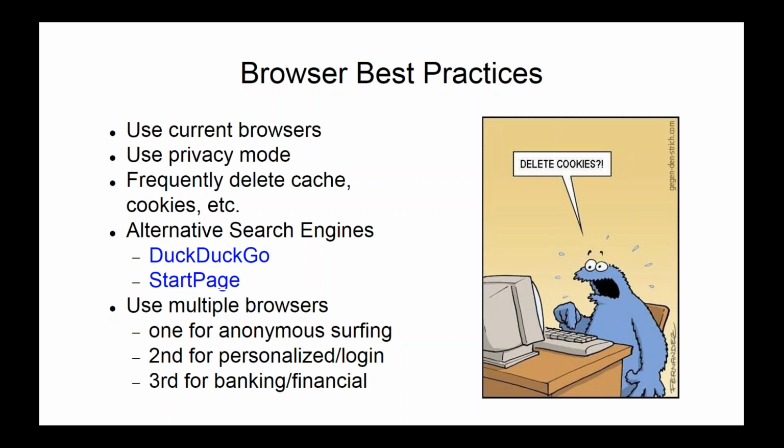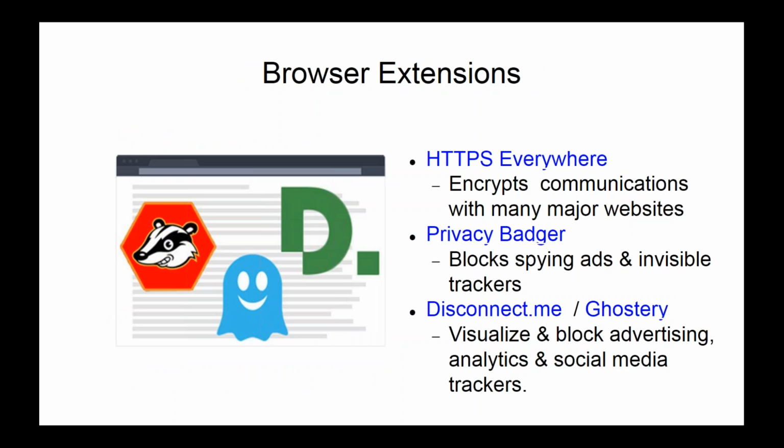I advocate using multiple browsers. So I use, for example, Chrome to access Google products and to access Google Docs and Gmail. And I just stay logged in on that one. I use that when I'm logged in. I use Firefox for more anonymous browsing, and I have it set to dump the cookies and delete my cache whenever I exit it. And then I use another browser for my banking and financial information, and I don't use it for anything else.